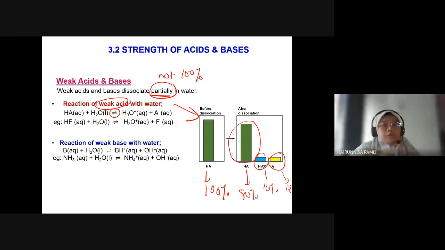Reversible arrow, ingat lagi? Okay, reversible arrow maksudnya bila dissociate, dia boleh patah balik untuk jadi HA. Sebab tu you tengok kat sini, HA kat sini masih banyak. So maknanya dia jadi H3O plus dengan A minus, tapi dia boleh produce balik HA. End up dia sebenarnya suka juga untuk produce kembali jadi HA.